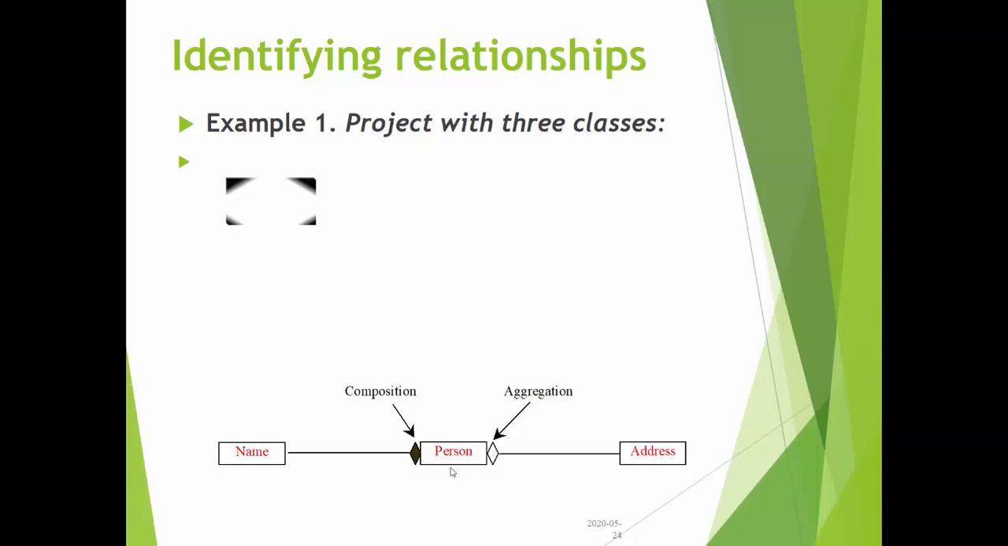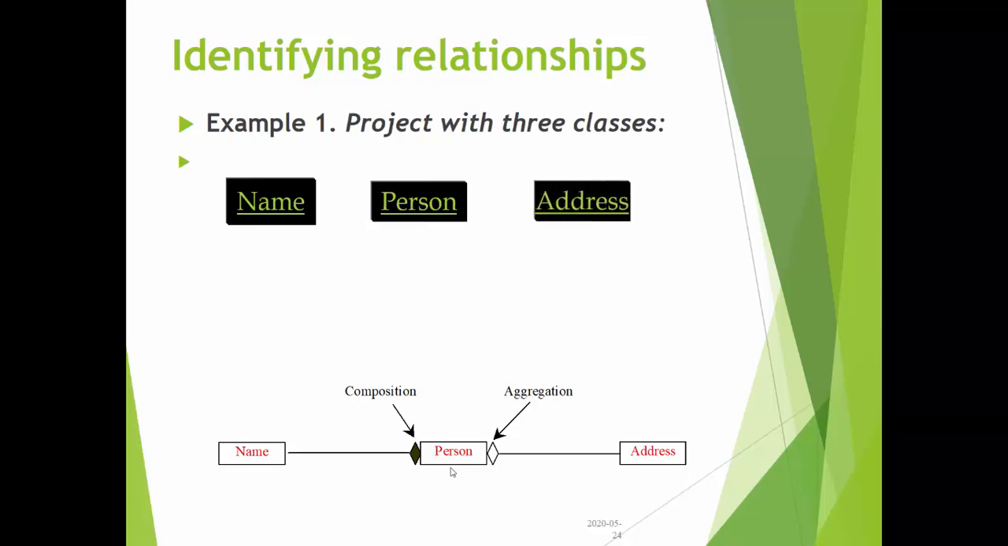So in this case, we will try to identify one project that has three classes: name, person, address. You considered these classes before, and we will try to understand how to implement this relationship, first of all in UML class diagram, and then how to implement it in Java. So again, I remind you that name and person are connected using composition, and address and person are connected using aggregation.